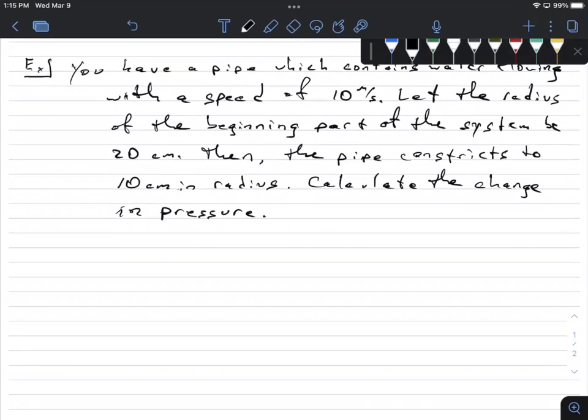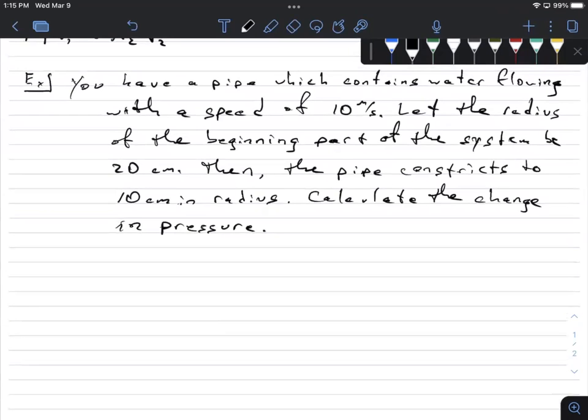So there we go. There's our question. Now, one extra piece of information I need to give you is that the density of water, let it be 1,000 kilograms per cubic meter. Okay.